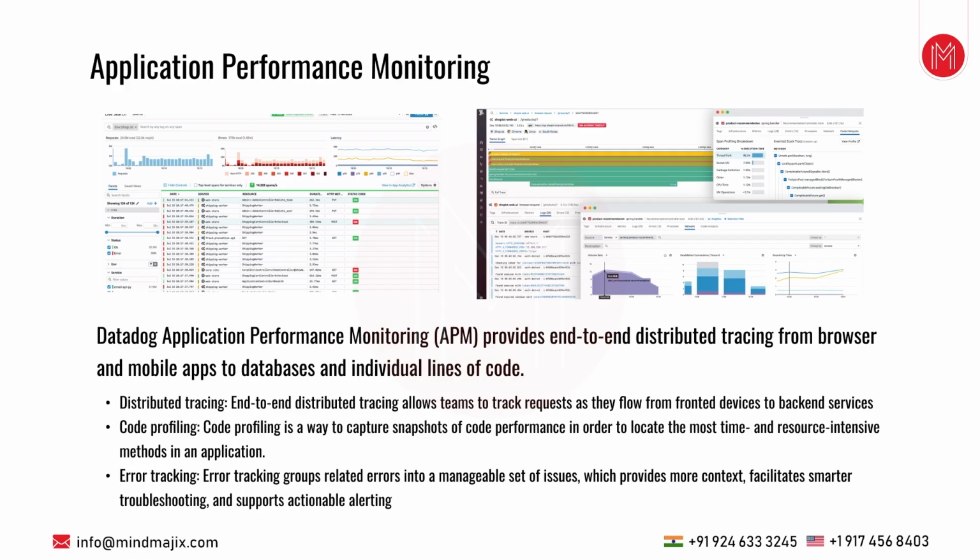Datadog application performance monitoring or management provides IT teams with comprehensive real-time visibility into their application systems and services. This can help organizations improve application performance, reduce downtime, and optimize resource utilization, among other benefits. It also helps us do end-to-end transaction tracing from browser and mobile applications to database and individual lines of code. Some of the major primary features include distributed tracing, which does end-to-end tracing of a particular transaction from front-end to back-end services.